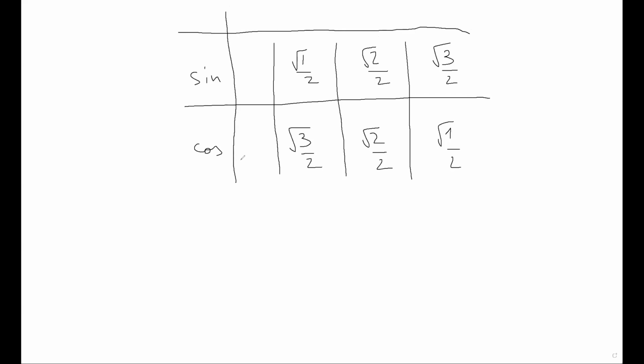What does sine do? Sine is increasing from 0 to 1. And what's cosine doing? 3 to 1. It's decreasing from 1 to 0. This is how you know 0 degrees. This is how you know 30 degrees, 45 degrees, and 60 degrees, and 90 degrees.